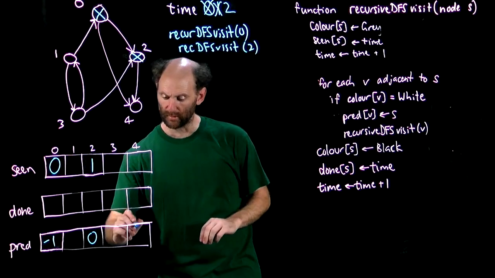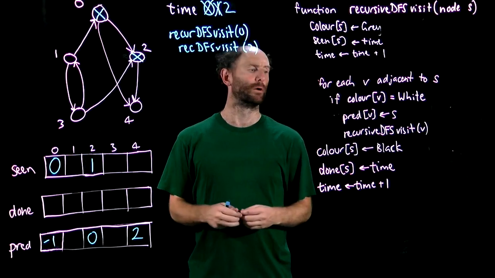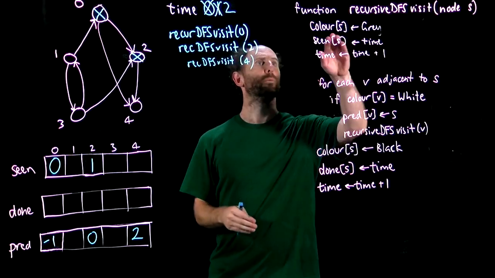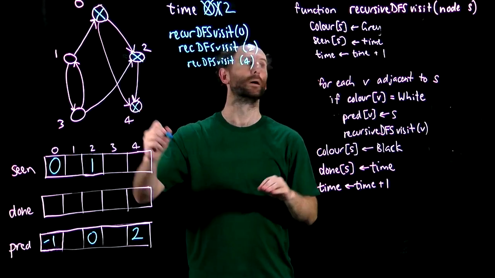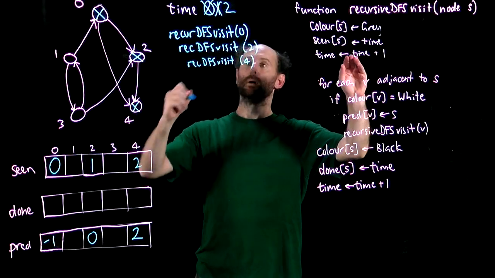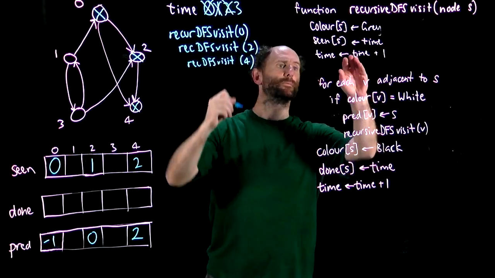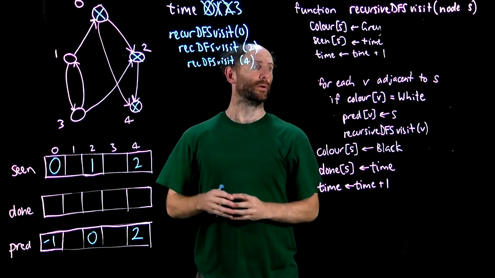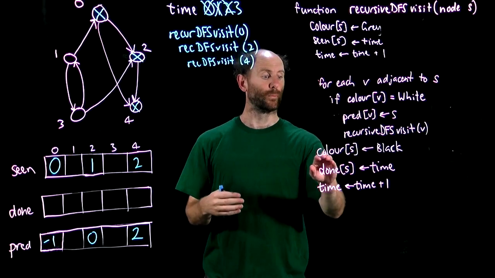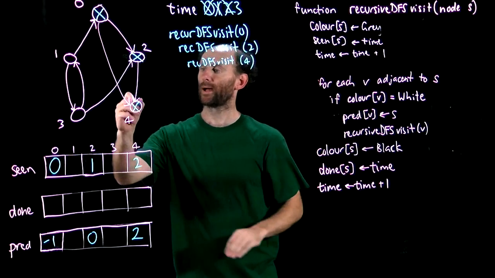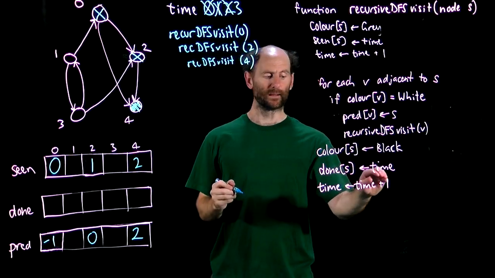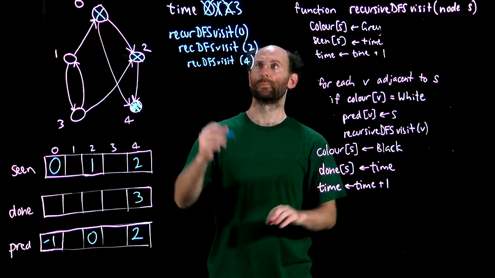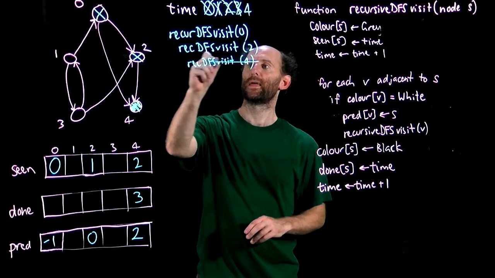So the predecessor of 4 is 2. And then we call recursive DFS visit with 4. So what do we do? We colour 4 grey, and set its seen time to be 2. We increment time, and then we check for any out neighbours of 4. 4 has no adjacent nodes, so we colour it black. We set the done time of 4 to be the current time, which is 3, and we increment the time. So we're done with that call.